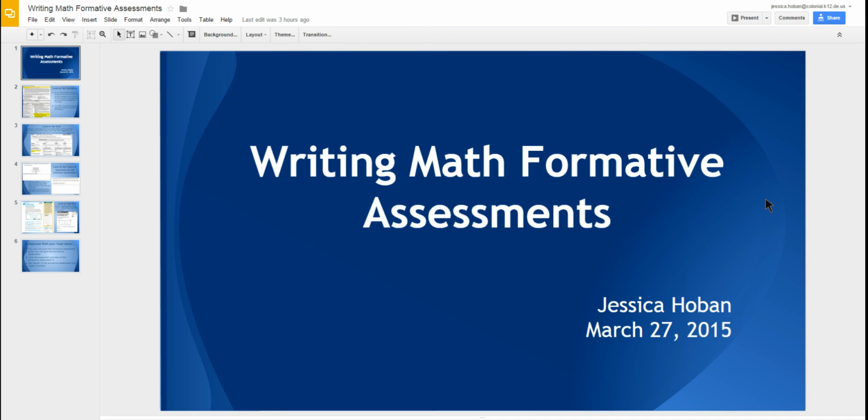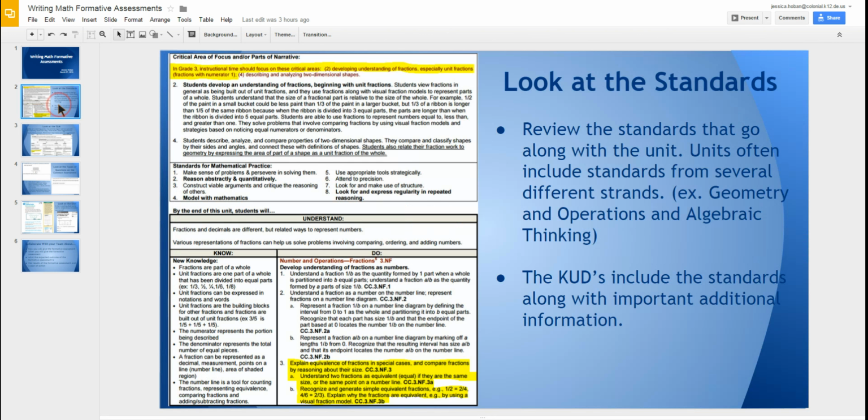This is a short presentation on writing math formative assessments. In this presentation, you will see the materials and resources that you can use when you create formative assessments. So the first thing that you should always do is look at your standards.